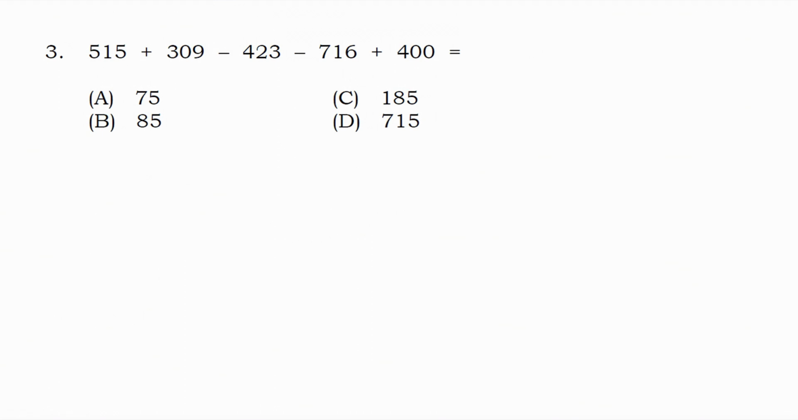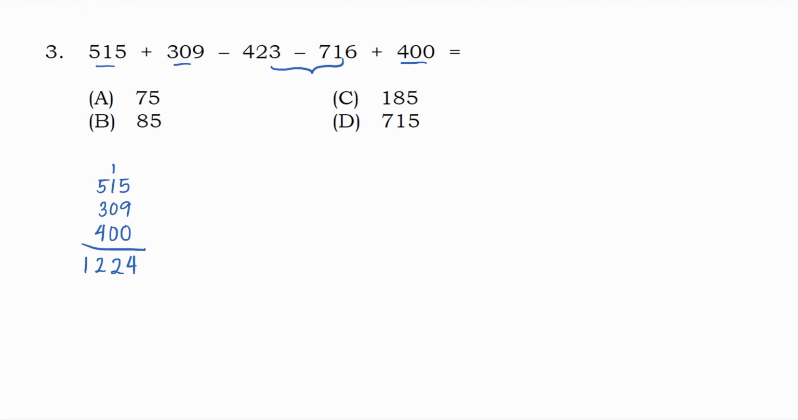So, number 3, yan. So, given tayo ulit, mag-a-add and subtract tayo. So, i-add lang natin to. And then, after that, lagyan natin ng negative sign. Tapos, ima-minus natin dito sa tatlong positive numbers. So, 515 plus 309 plus 400. So, 14, carry 1, 2. 5 plus 3 is 8 plus 4 is 12. So, 1, 2, 2, 4.